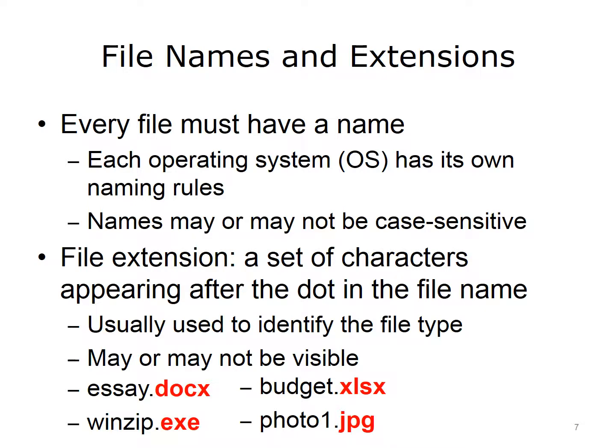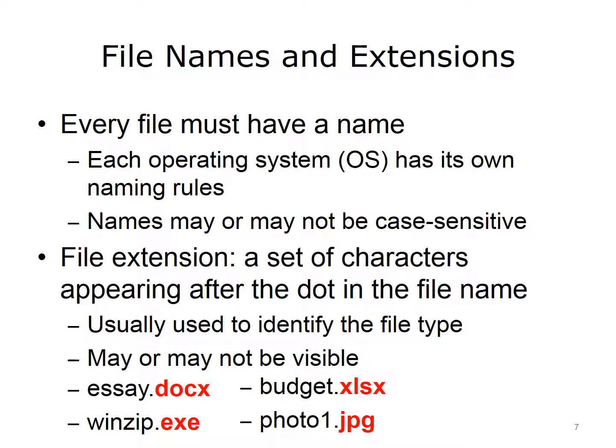Every file must have a name. Each operating system, or OS, has its own naming rules. For example, early releases of Microsoft Windows had a file name limit of 8 characters. Also, some operating systems have case-sensitive file names, others do not. Part of the file name is the file's extension, which is a set of characters appearing after the dot in the file name. The extension usually identifies the file type, which in turn determines what a user can do with the file.